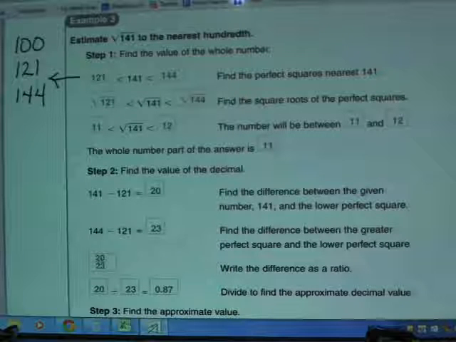So as you can see, they're going to go ahead and do some subtraction there, finding the difference of 141 and 121, which is 20. Then finding the difference of 144 and 121, which is 23. And then what you're going to do is write that difference as a ratio, comparing those two differences, 20 over 23, and then dividing, which is approximated to be 0.87. As you can see, when you get that on a calculator, 20 divided by 23 is actually 0.869565217. And again, they've approximated that to be 0.87.